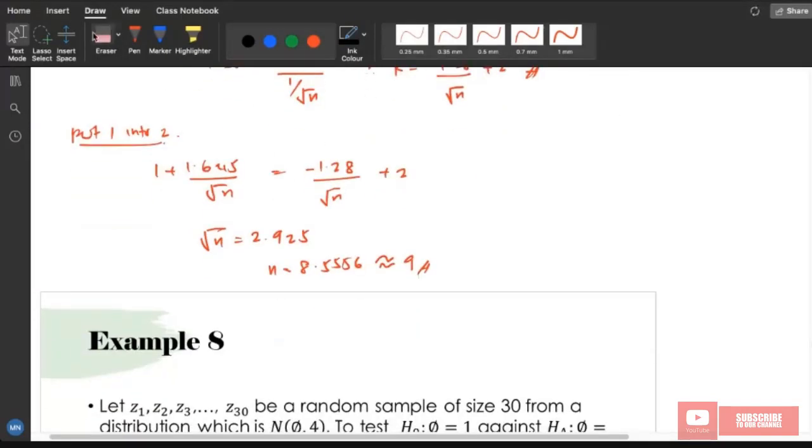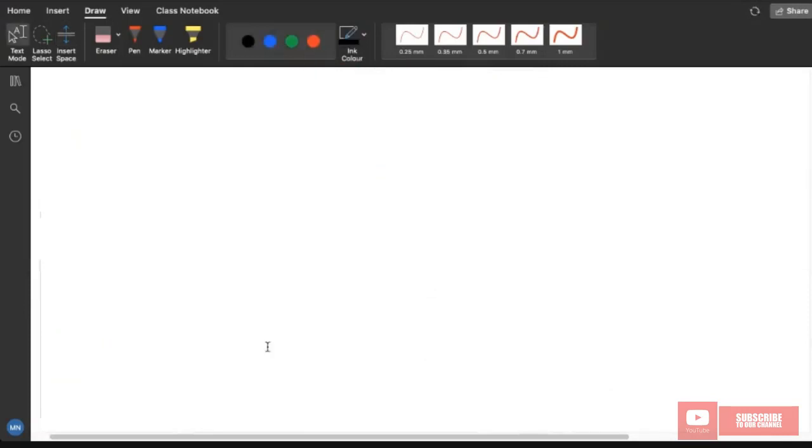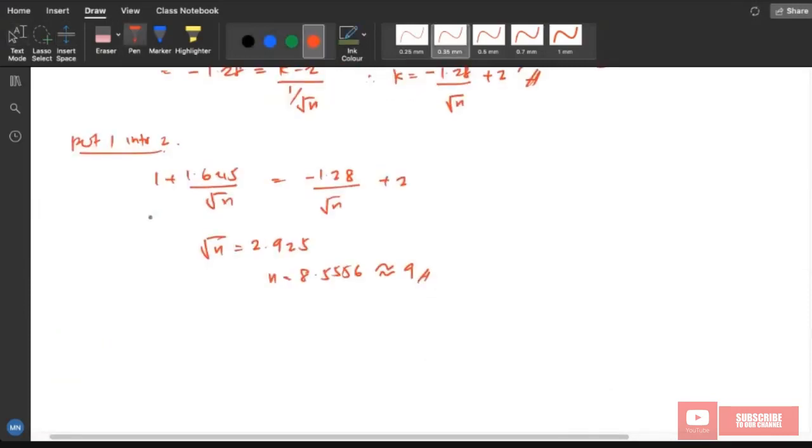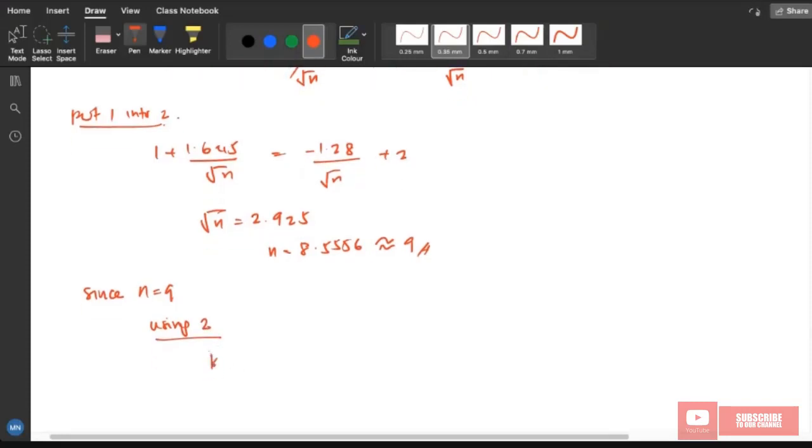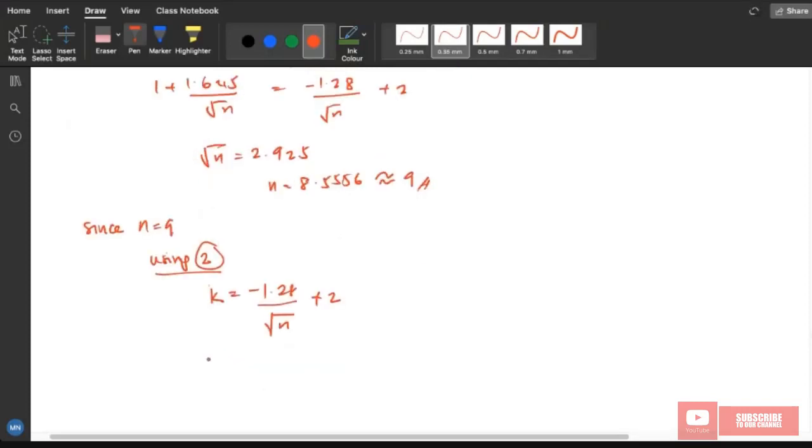So now we already find the value of N, right? So if you want to find the value of K, you just substitute the value of N into K, since N is equal to 9, right? You can use the first equation or second equation. So let me use the second equation. K is equal to negative 1.28 divided by square root of N plus 2. So K should be equal to negative 1.28 divided by square root of 9 plus 2. So K should be 1.57333. Right, that's how we answer the question.